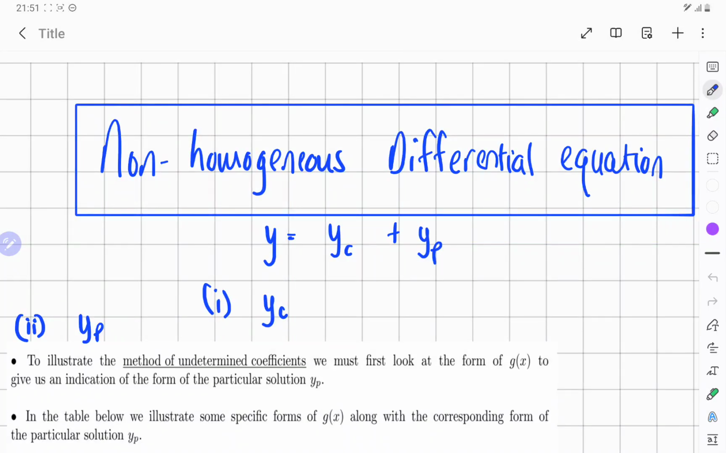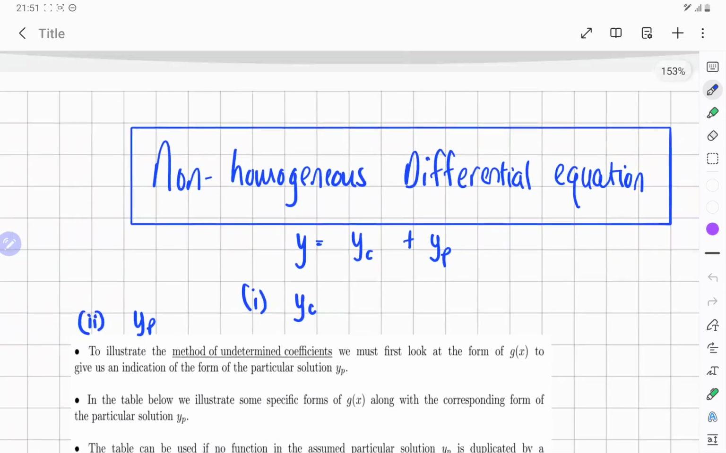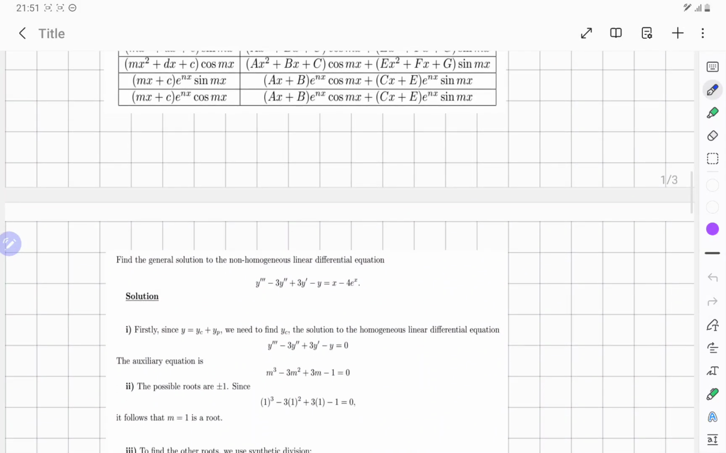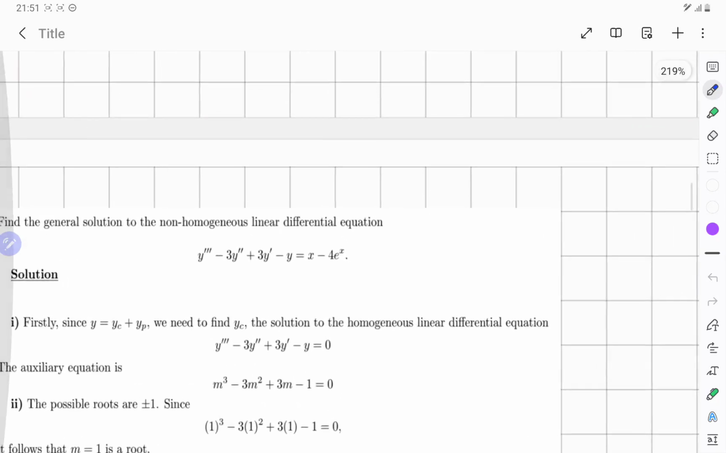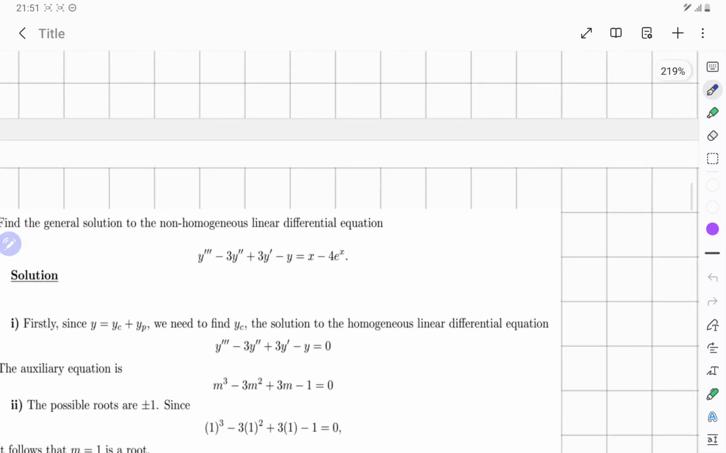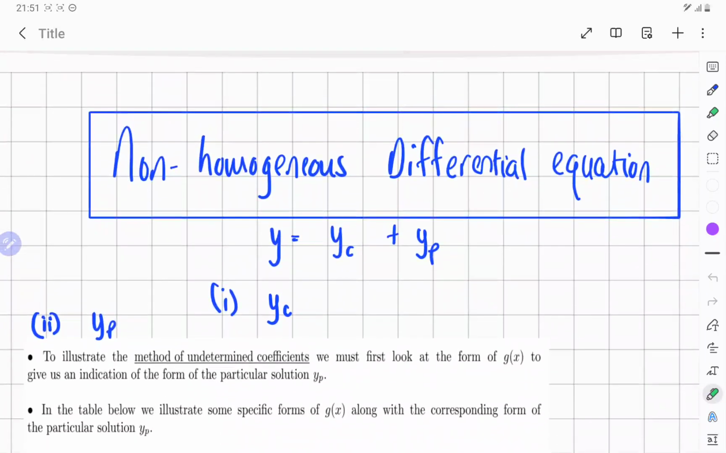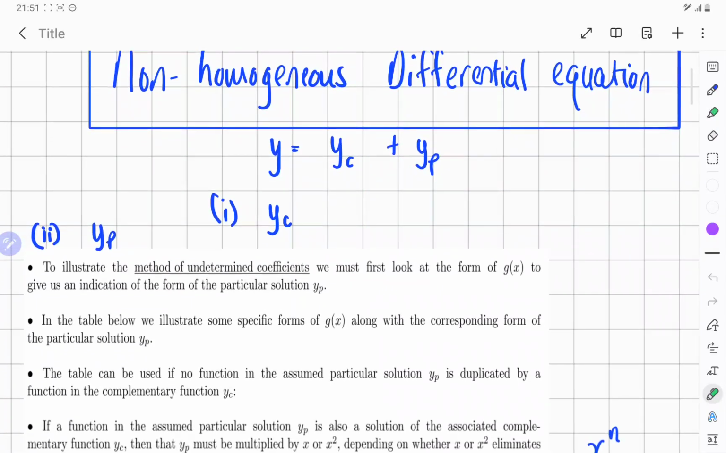We are doing non-homogeneous differential equations part 2. Just to recall from the previous video, a non-homogeneous differential equation is a differential equation that is equal to g(x). We're going to solve the general solution of the non-homogeneous differential equation, and remember it will be in the form of y equals y complementary plus y particular.